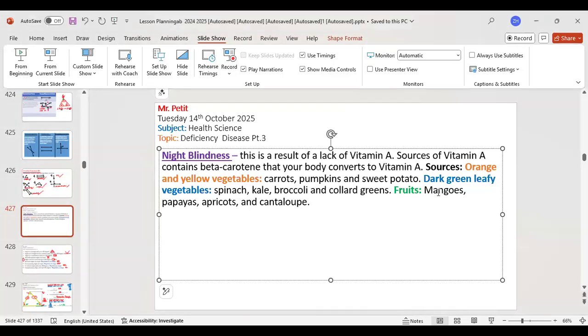All right, so fruits: mangoes, papayas, or people call them papaw. That's the island people. But papayas, apricots, and cantaloupe. Really good stuff. Now, notice that all of these are plant sources. Are there any animal sources of vitamin A? Because we just been mentioning a lot of plant sources.